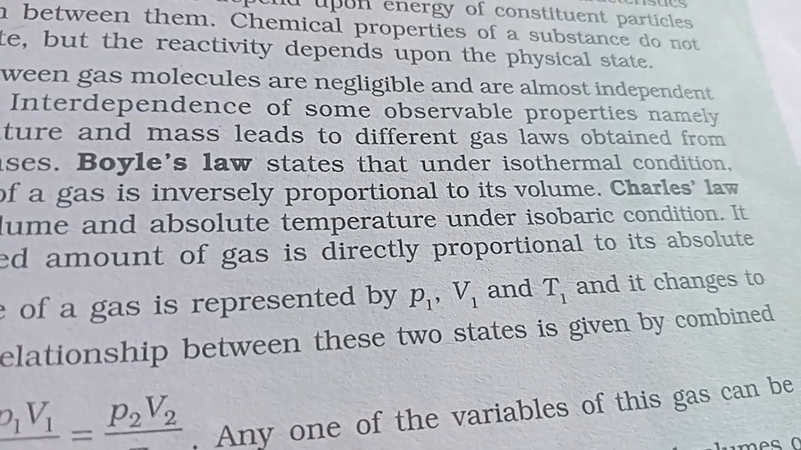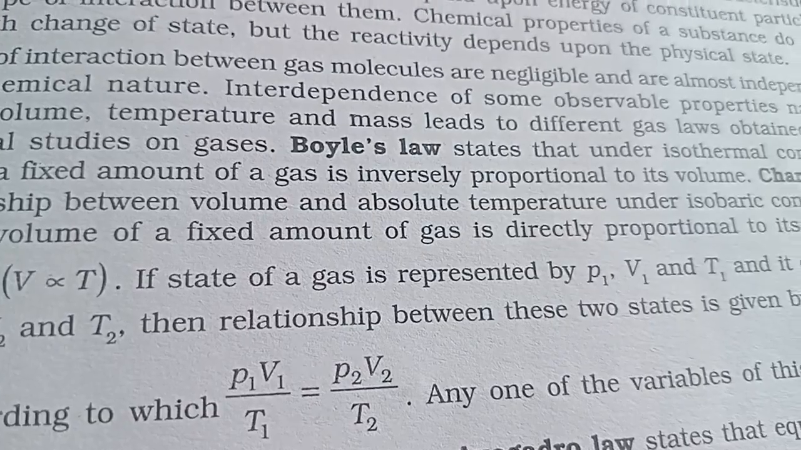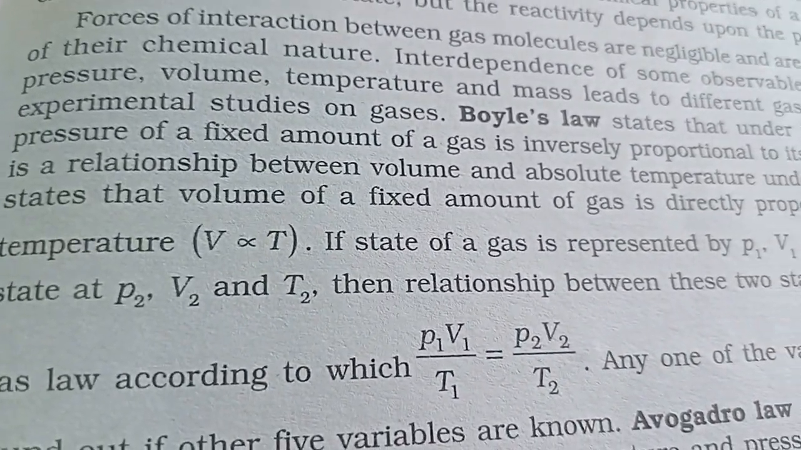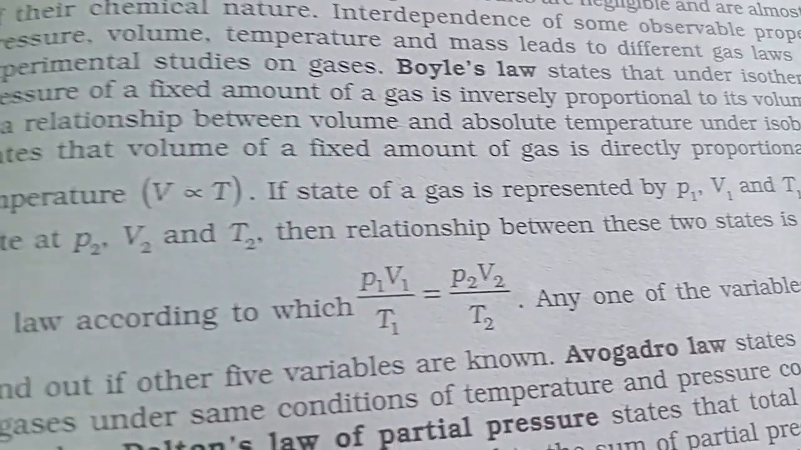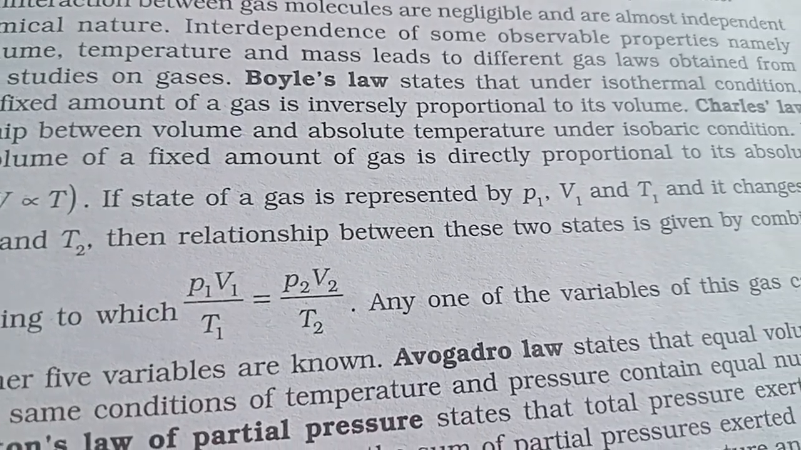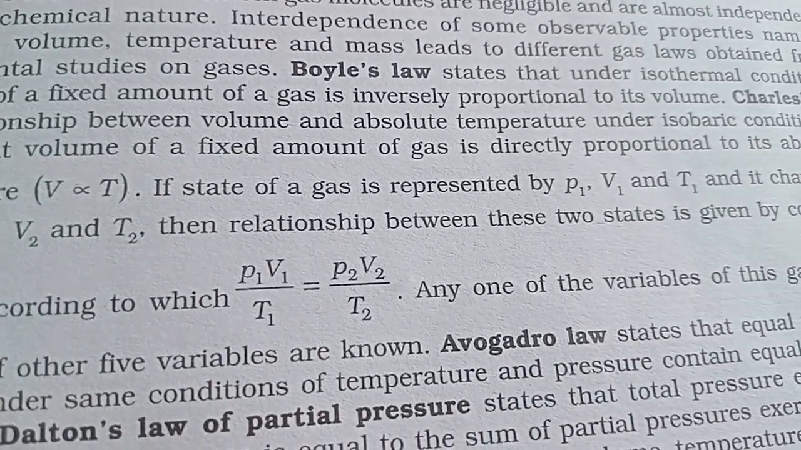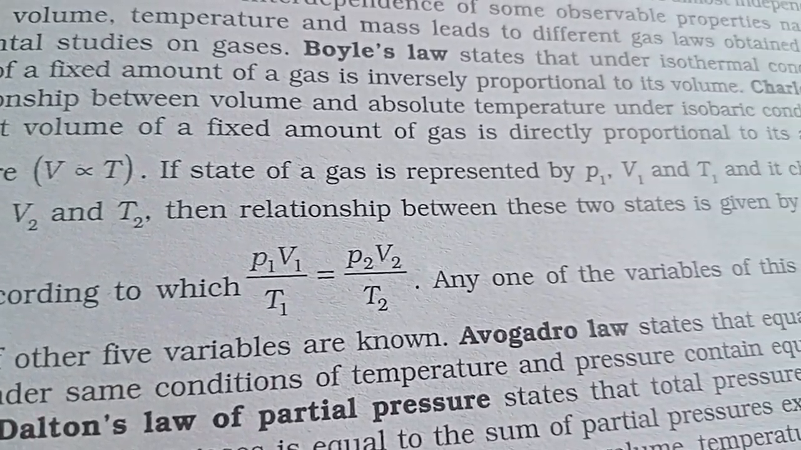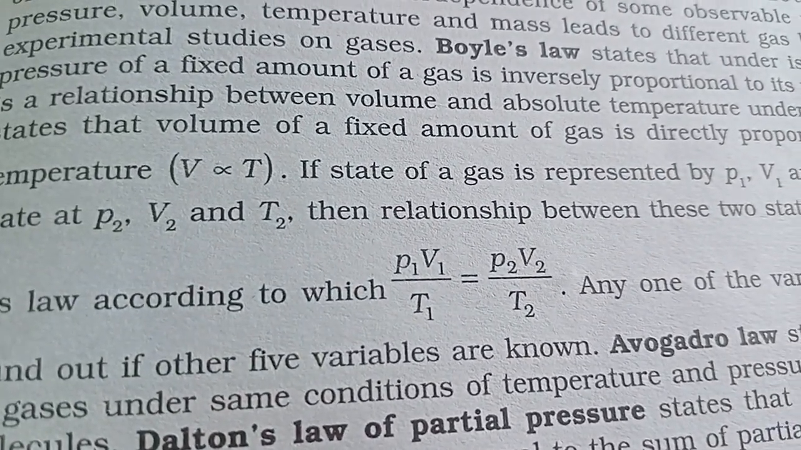Interdependence of some observable properties, namely pressure, volume, temperature, and mass, leads to different gas laws obtained from the experimental studies on gases. Boyle's law states that under isothermal conditions, pressure of a fixed amount of gas is inversely proportional to its volume. Charles' law is a relationship between volume and absolute temperature under isobaric conditions. It states that volume of a fixed amount of gas is directly proportional to its absolute temperature. V is directly proportional to T.